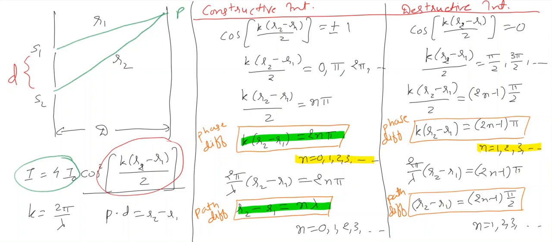So that is all about this video, conditions for constructive and destructive interference in case of coherent sources. Make sure that you understand this formula and this derivation. It will help you a lot in solving MCQs and even in the exam also.